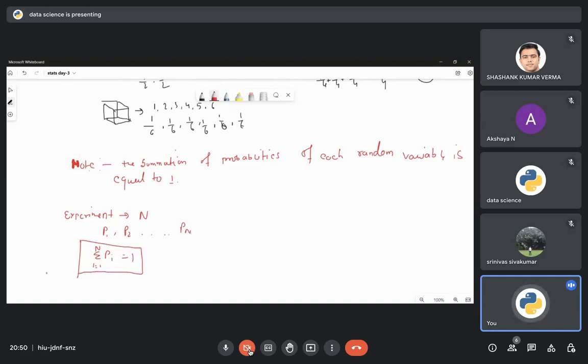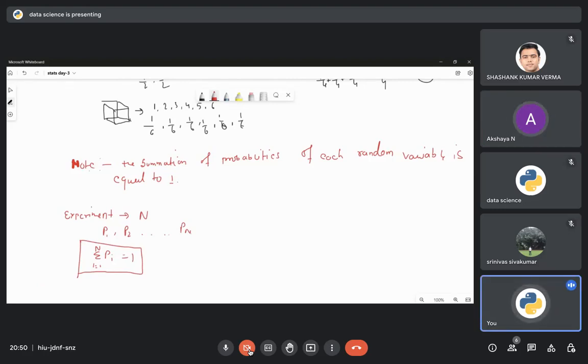Did you understand this mathematical derivation? How did it come? Can you explain, Akshay, how it came? The experiment part, sir. Yeah, this experiment part. How the summation of P of i came.